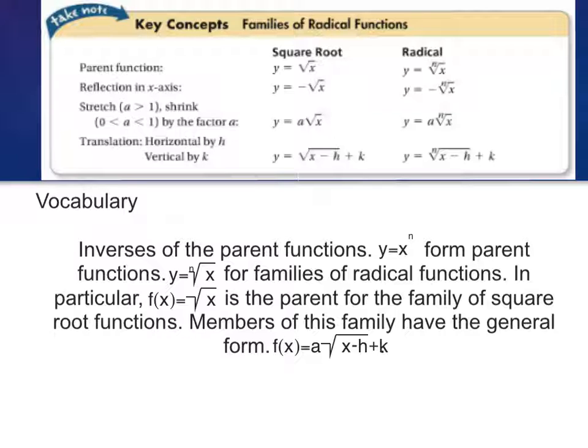So the parent function is y equals the square root of x. By the way, what that graph looks like is just a simple graph like that from the origin. When you reflect it, you just make the a negative. To stretch, a has to be greater than 1. To shrink, a has to be a fraction or a decimal between 0 and 1. And to translate horizontally is h, but it's opposite of the way you think, and k is vertical, and it's exactly the way you think.